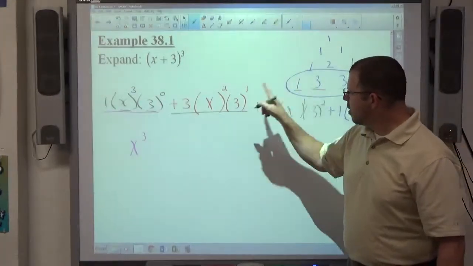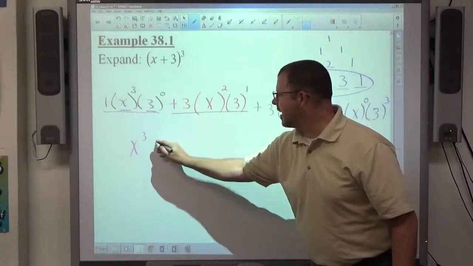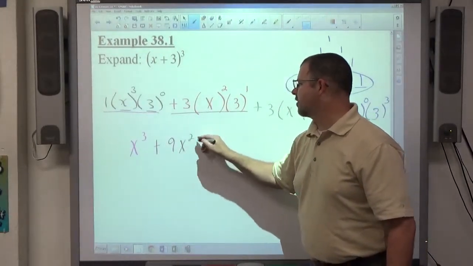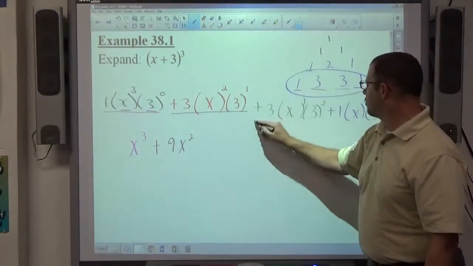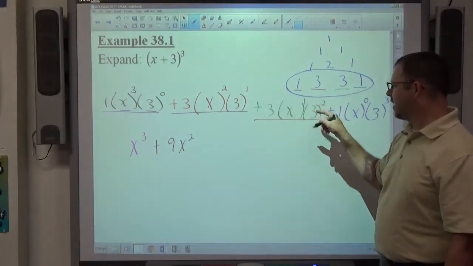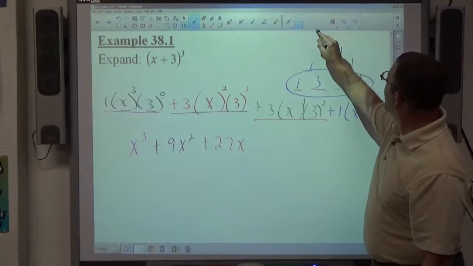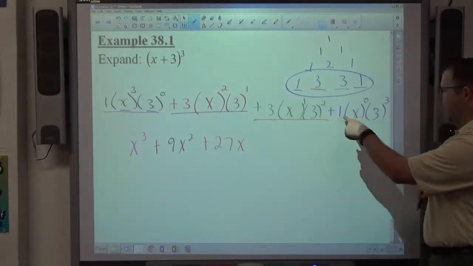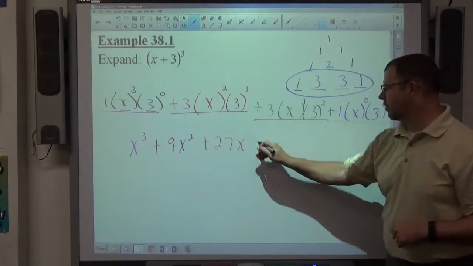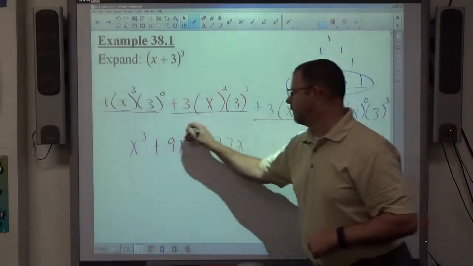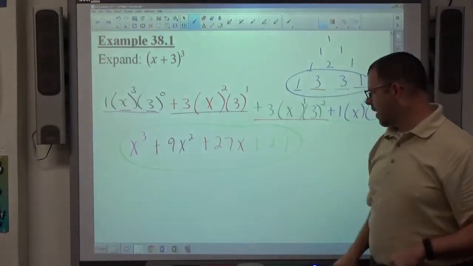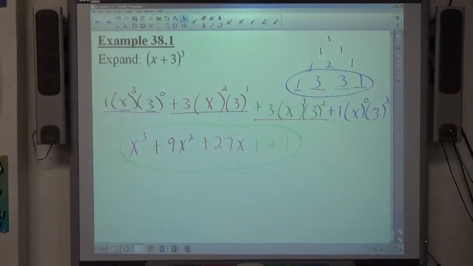This one, 3 times 3 is 9, x is squared. This one, 3 times 9 is 27 times x to the first. And this one here, 1 times 27 times 1 is 27. And that is the product of the binomial, the expansion of the binomial, if you will.